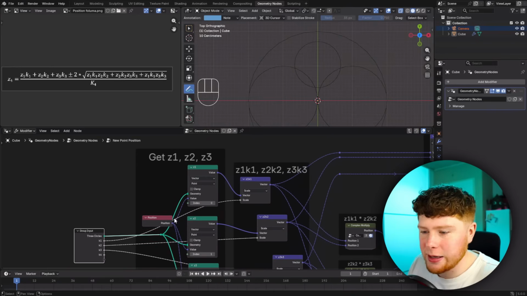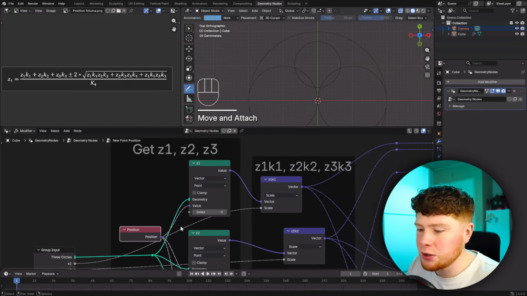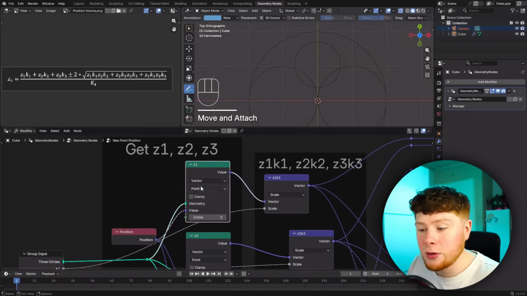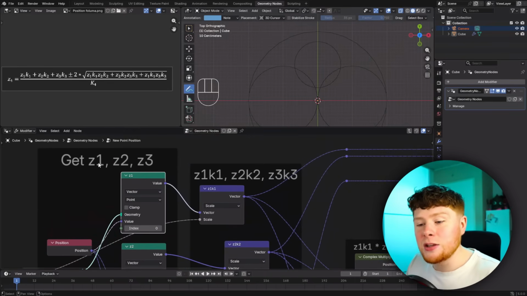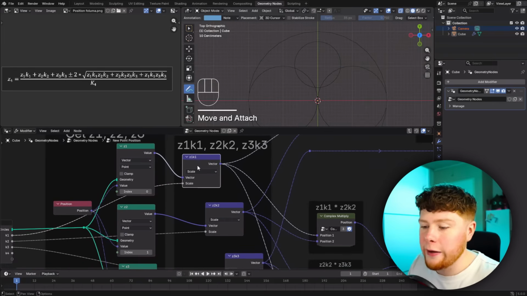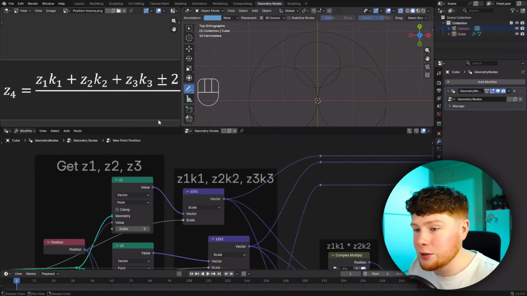Let me go over it again. Just like with the curvature, we want to get the Z1, Z2 and Z3. And that's basically just the position vector of each circle. And we do that again with a sample index. And then we want to multiply each Z with its own curvature. And that I do just with a scale node. And then once we have that, you see we have to add those together again.